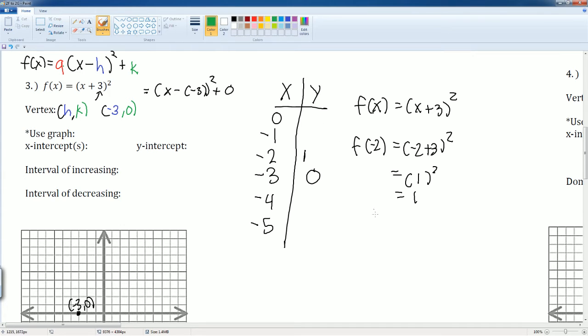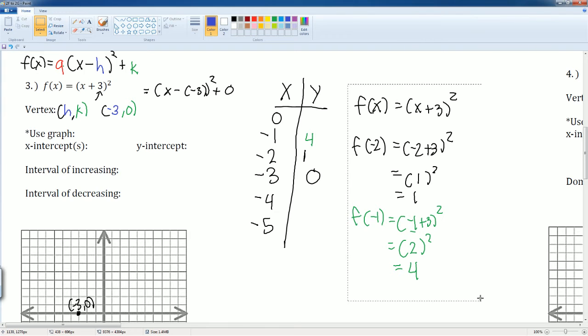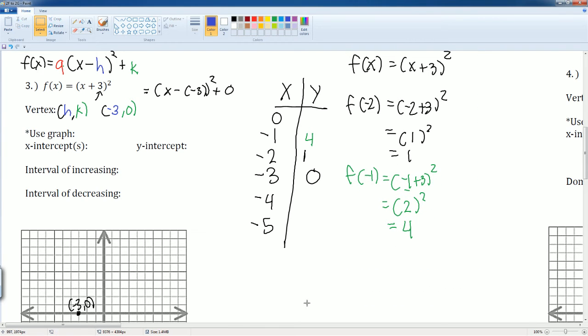Let me do each one in a different color so you can tell. If I plug in negative 1, what do I get? Negative 1 plus 3 squared. Negative 1 plus 3 is 2. 2 squared is 4. That looks good. Let's keep going. This is going to take a long time, but that's okay. Let's plug in 0. So 0 plus 3 squared. That's just 3 squared, which is 9.